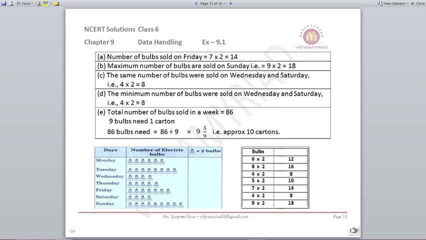Is there any bulb which is repeating the same number of times? 8 and 8 is coming the same number of times, that is on Wednesday and Saturday. D part. The minimum number of bulbs were sold on Wednesday and Saturday, that is 8. 8 is the minimum number. Next, total number of bulbs.